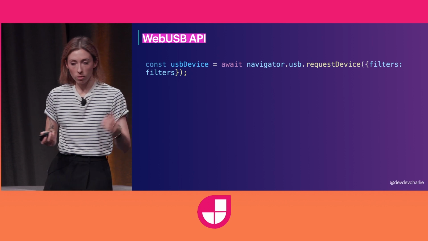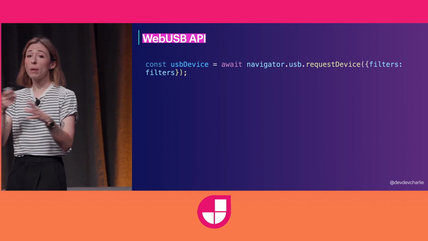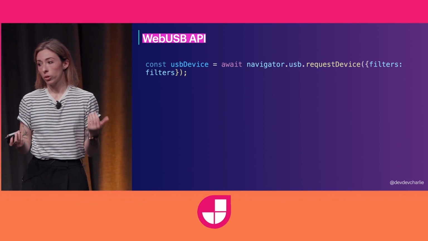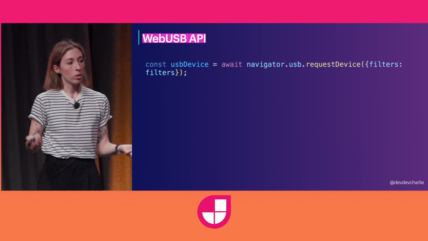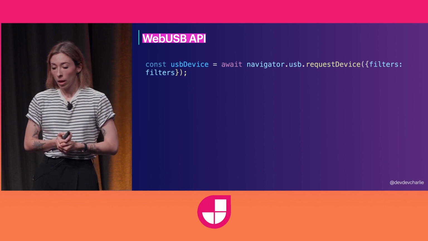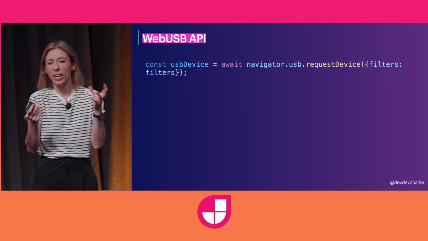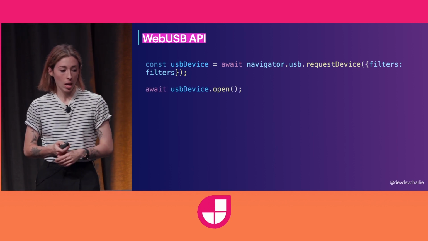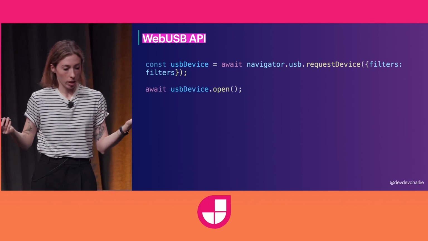So here I just passed the variable filters, but usually you would have the name of your device or anything that would uniquely identify that device, and that is different based on the specifications of the device that you bought. So you would need to do some research about what the product name of your device is, for example. Then once you get that device, you need to open communication with it. So you call the open method.